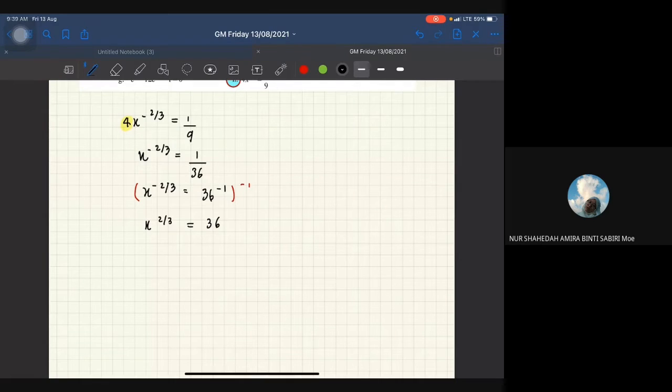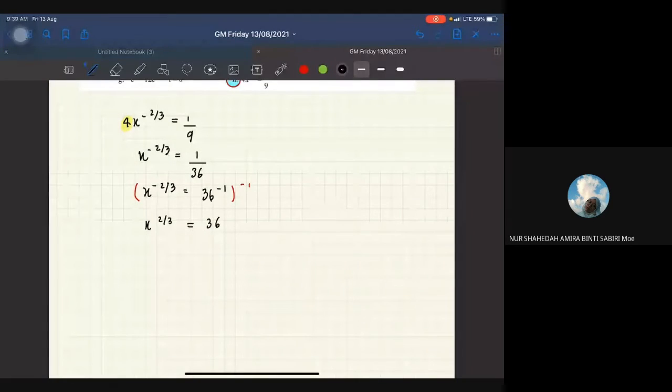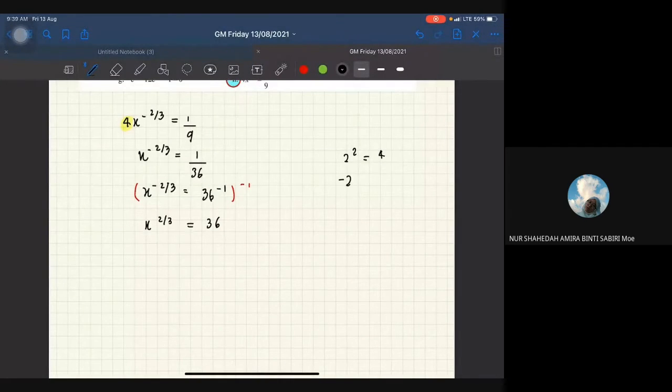Alright, so awak kena ingat satu konsep ni. Kalau awak ada satu nombor, contohlah awak ada 2 square, awak akan dapat 4. And then kalau awak ada negative 2 square, you will also get 4. Okay, so let's say awak ada 2 kuasa 4. Awak dapat berapa? 2 kuasa 4 is 16. And if you have negative 2 to the power of 4, we also have 16.